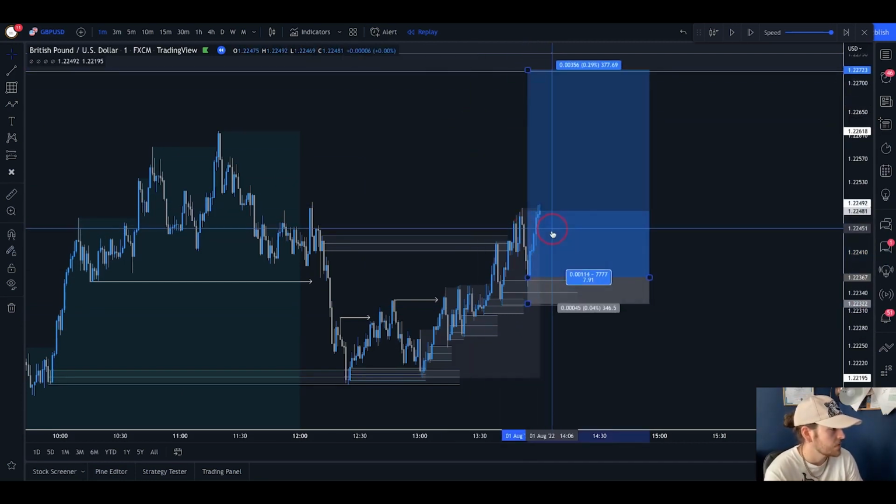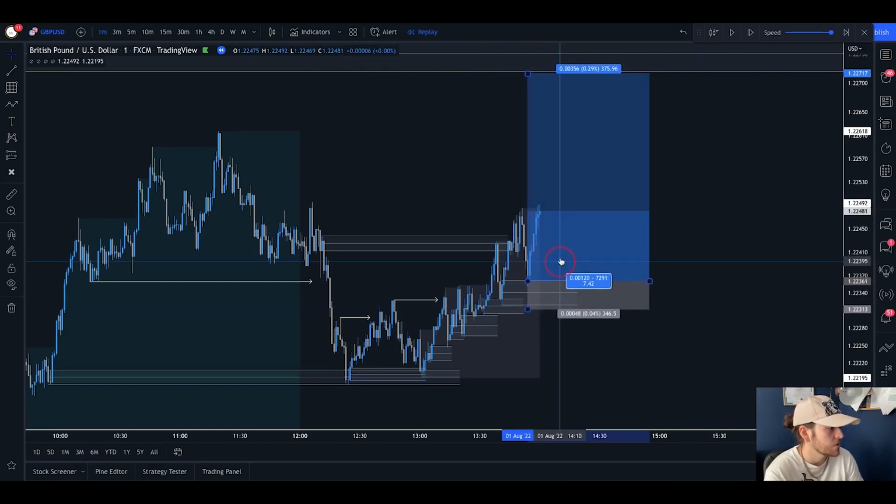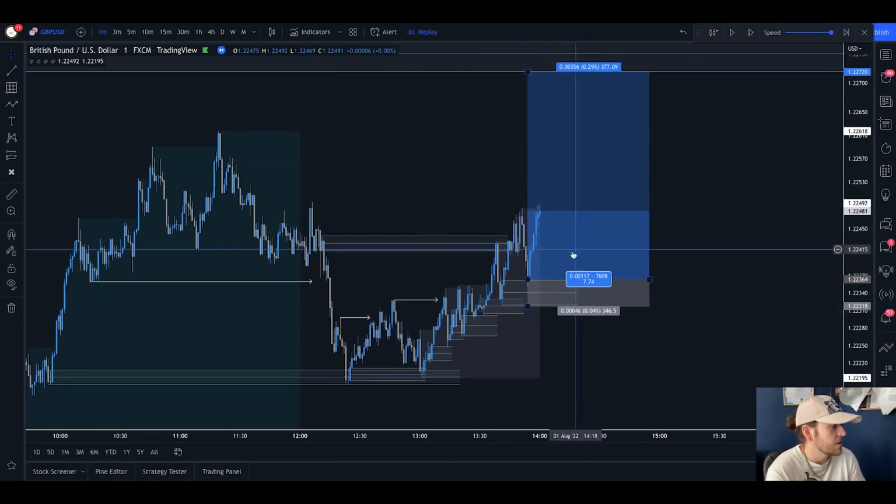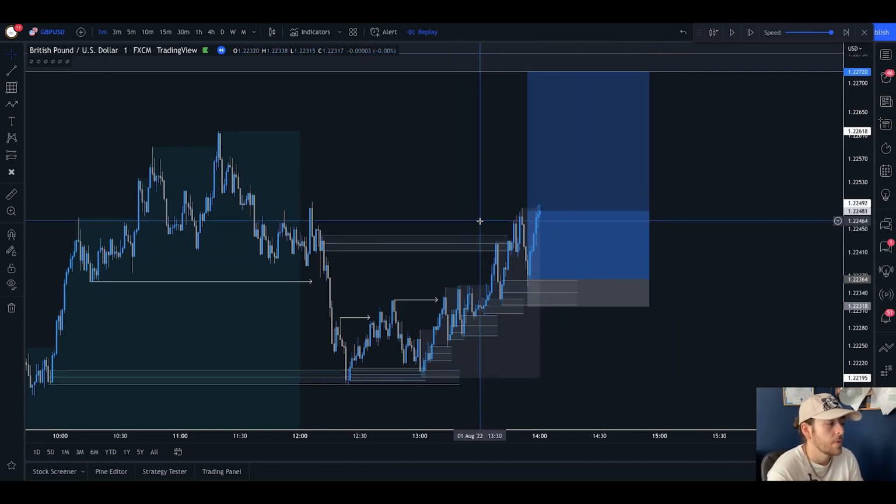My entry was just above to account for spreads, hence why I didn't manage to get the full 8R out of it. And then the stop loss was just below. So I'm thinking the entry would have been something a little bit like this, just a little bit less because it was a 7.60, not a 7.74. But this is the general idea for the position I took.